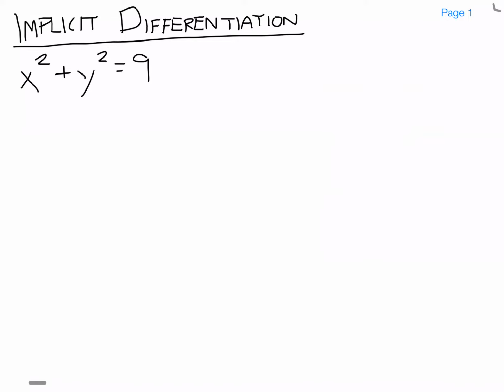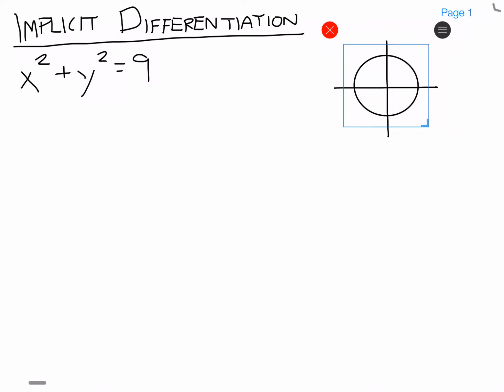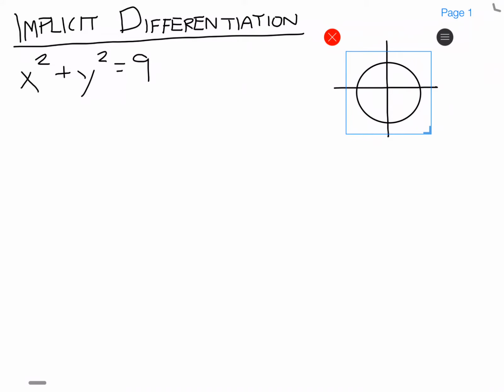But I do not have an explicit equation for y. I have an implicit equation for y. So just to give us an idea of what we're working with, again, we've got a picture of a circle of radius 3, and it would be centered about the origin. And I want to be able to find the slope of some tangent line of that equation. Obviously, I didn't touch it very well.